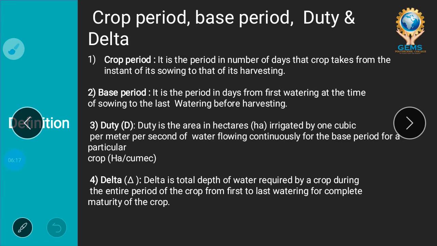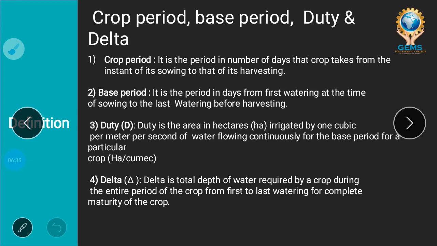Okay, next is base period. Base period is the period in days from the first watering to the last watering before harvesting. मीन्स कि जो हम खेत को पटाते हैं पहला पानी से लेकर आखिरी पानी तक बिफोर काटने का कटनी के समय तक, उसको हम लोग क्या बोलते हैं? बेस पीरियड बोलते हैं.